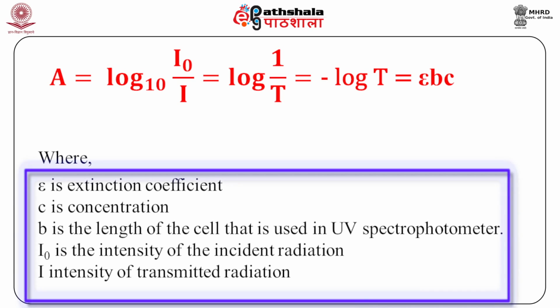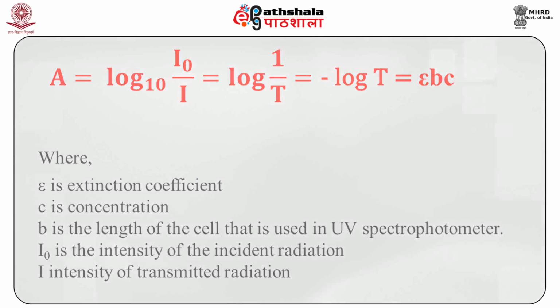I naught is the intensity of the incident radiation which is falling on the compound under study, and I is the intensity of the transmitted radiation after the compound has actually absorbed the required wavelength which is falling on it.